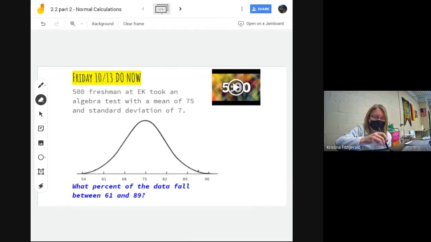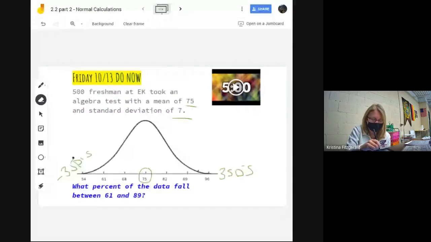If we look at the picture, I marked out standard deviations and means already on the number line. Keeping in mind that for a normal distribution, the mean always goes in the middle and we go up 3 standard deviations and then down 3 standard deviations. So we want to see what percent of the data fall between 61 and 89.